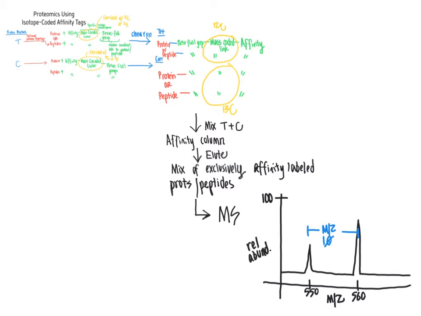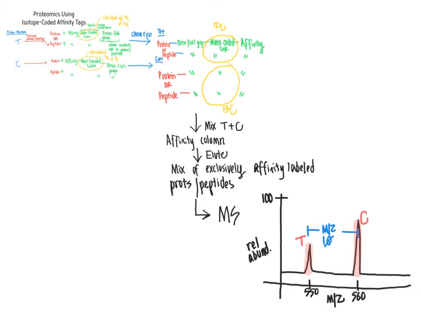And so what we can do is look at the mass spectrum and compare the integrals, the intensities, for the signal right here that would correspond to the treatment versus the signal here that corresponded to the control. So this would be our treatment signal, and this is the control signal.